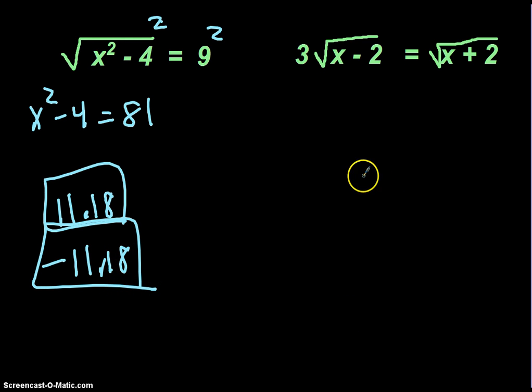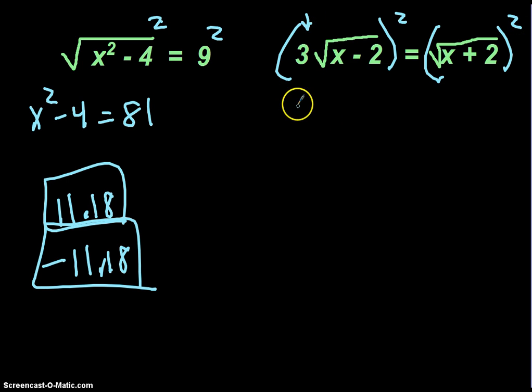All right, on this next one, you've got to kind of be careful here because everything over here gets squared and everything over here gets squared. This means you've got to square that 3 also. So 3 squared is 9. Parentheses, this becomes x minus 2. Equals, and this becomes x plus 2.